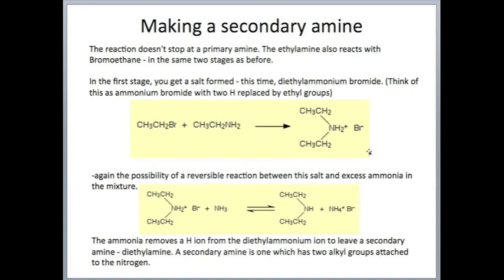There is again the possibility of a reversible reaction between the salt and excess ammonia in the mixture, which is represented by this equation here. So the ammonia removes a hydrogen ion from the diethylammonium ion to leave a secondary amine, diethylamine. A secondary amine is one which has 2 alkyl groups attached to the nitrogen. So in this case we've got the nitrogen, we've got 1, 2, therefore it's a secondary amine.